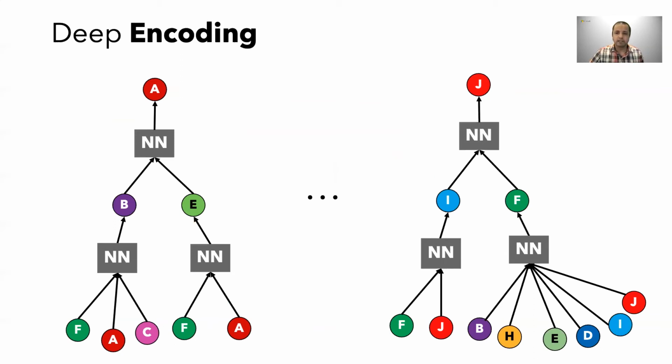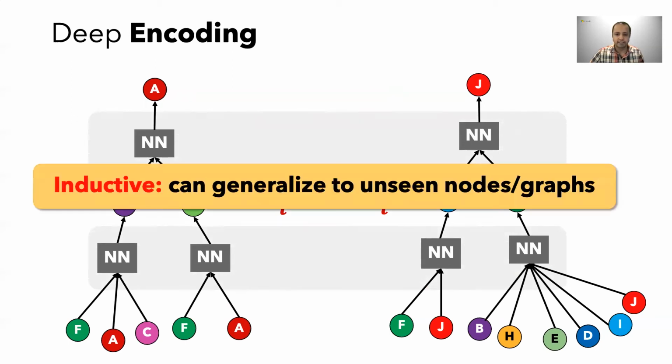There are many advantages to deep encoding compared to shallow encoding. Every layer shares the same neural network and the weight parameters. As a result, deep encoders are called inductive instead of transductive, which means that they can generalize to unseen nodes or graphs.